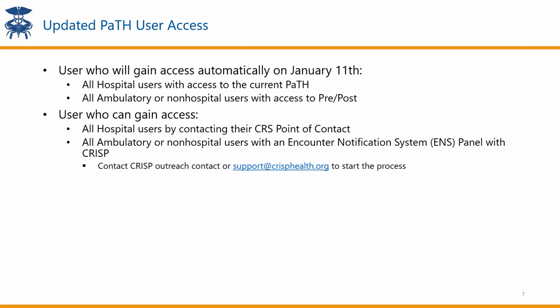Hospital users can gain access by contacting their point of contact. And ambulatory and non-hospital users with an ENS panel with CRISP can gain access to this report. We just simply ask that you reach out to your CRISP outreach contact or the support@crisphealth.org inbox to start that process.